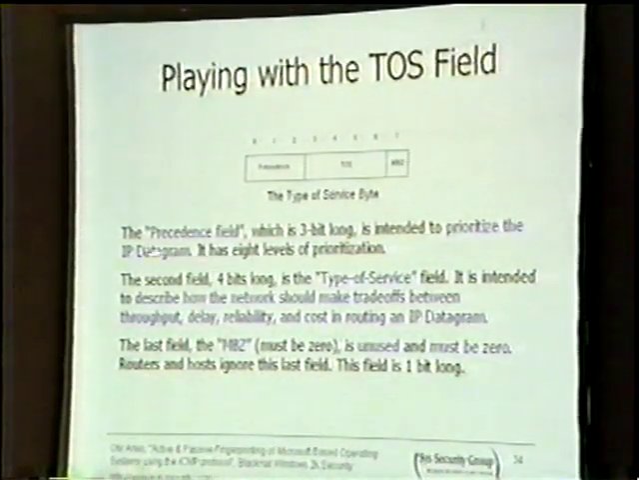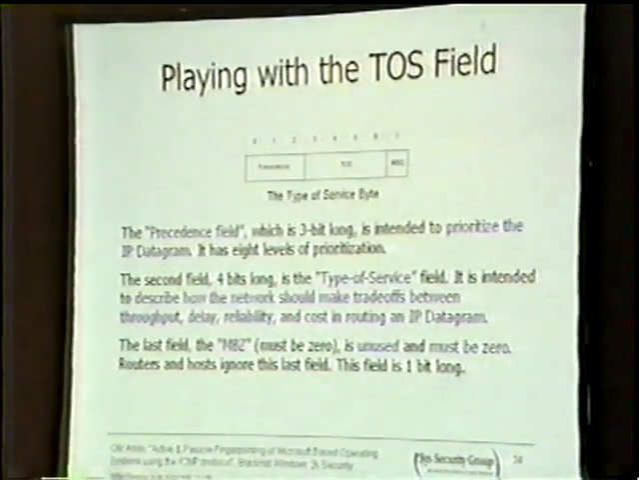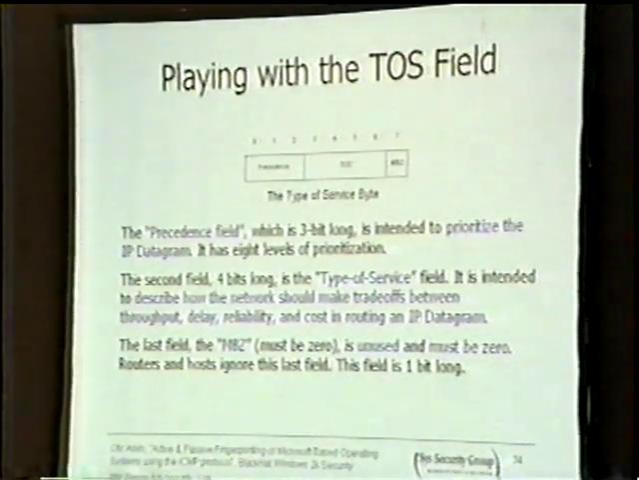So we have three fields inside this byte. The precedence field, which is used to prioritize IP datagrams. The type of service field, which describes how the network should make trade-offs between throughput, delay, reliability, and costs in routing those IP datagrams. And another nice little bit called the must-be-0 bit, which I like the most.